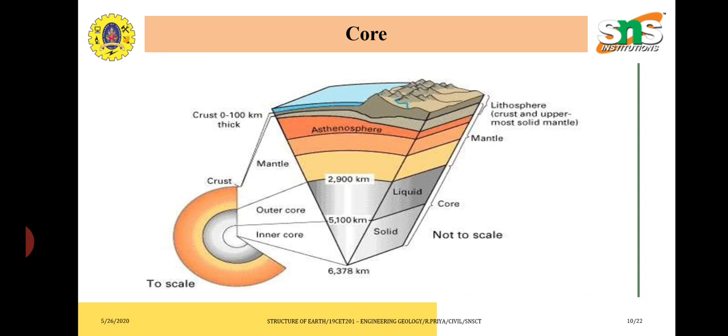Okay, so the outer core behaves like a liquid. This liquid-like core extends from a depth of 2900 kilometers to about 5100 kilometers. This layer is very rich in iron and nickel. Okay, so these are the three main layers of our earth. The first one is the crust, the next one is the mantle, and the last one is the core.